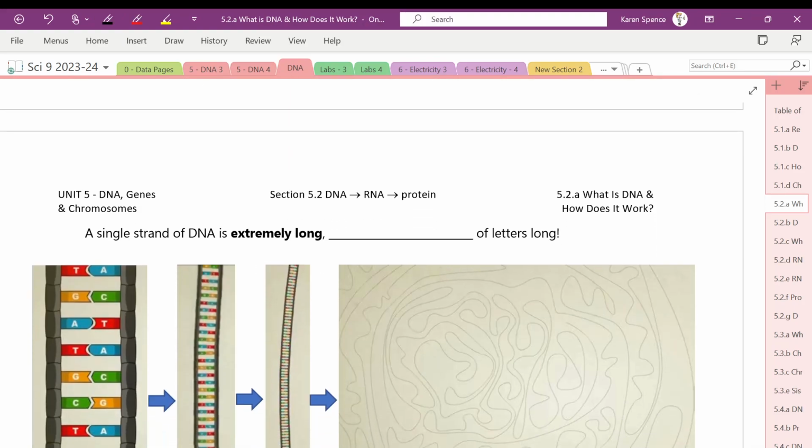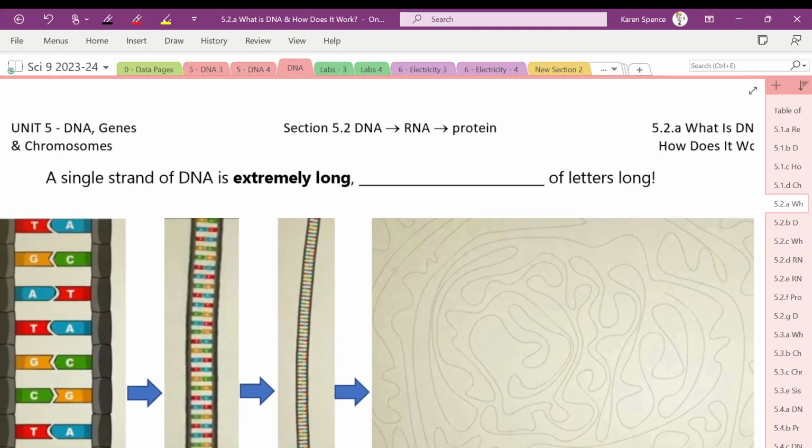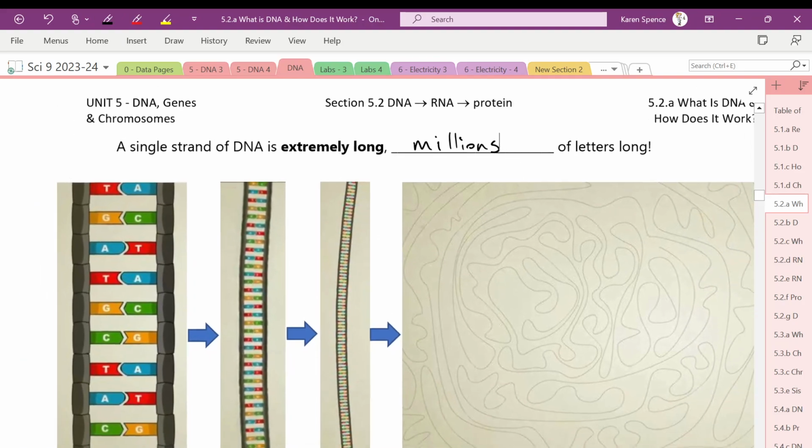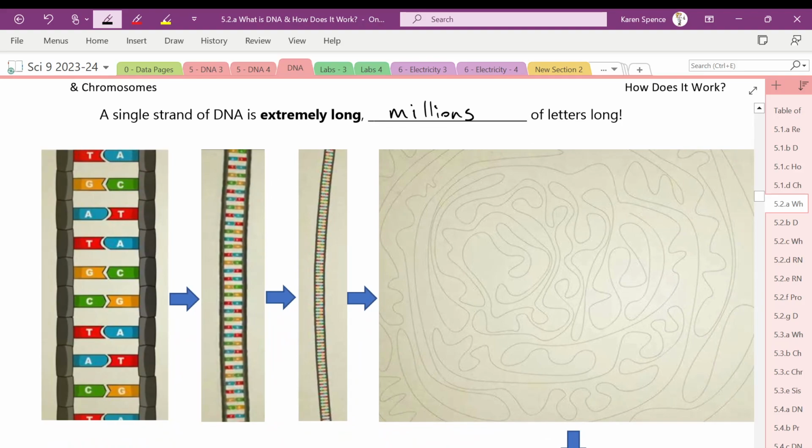Now, a single strand of DNA is extremely long. How many letters long? Millions of letters long. So we're going to zoom out. Okay, so we're starting at a zoomed in view, and then we're going to zoom out, and zoom out some more. How long does that strand look to be? Short or long? Really long. It's as though you have a bunch of yarn and you've just thrown it in a pile. You took an entire ball of yarn, you stretched it out, and then you threw it in a pile.